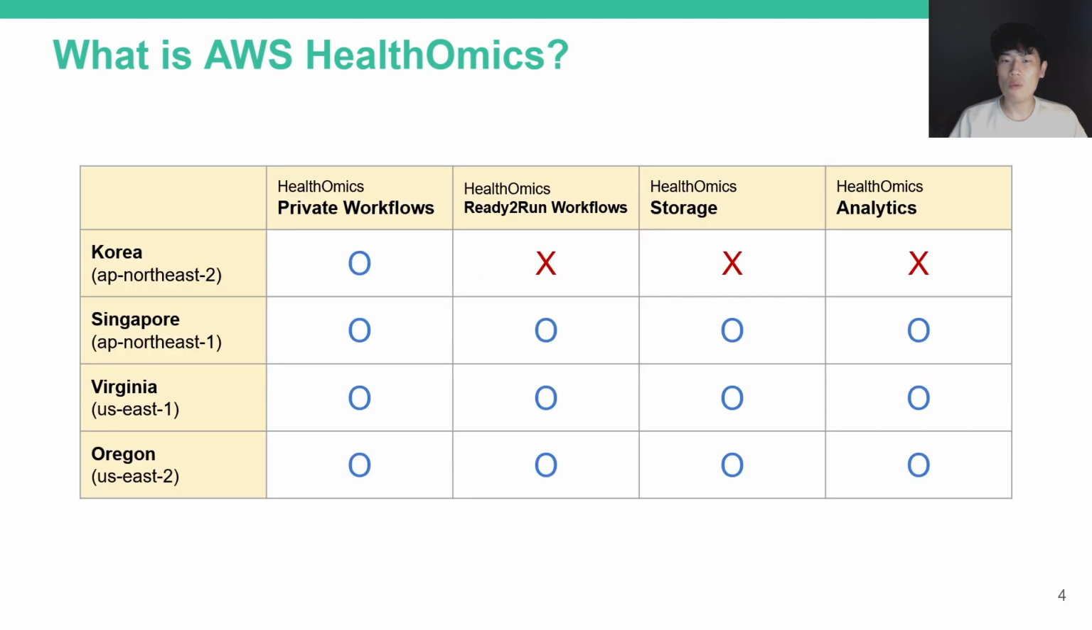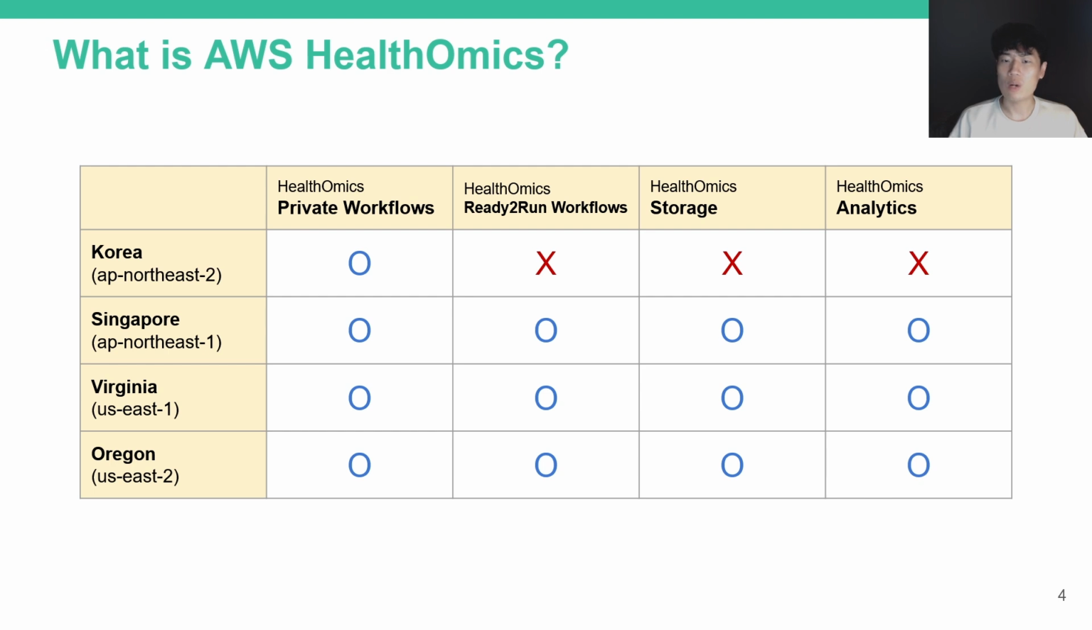So let's go through what kind of services are included in HealthOmics. There are four main components: private workflows, ready-to-run workflows, storage, and analytics. Some regions may not support specific services. As you can see from the table, the Seoul region doesn't have all of these services yet, but this could change in the future. And now let's see what each one does.